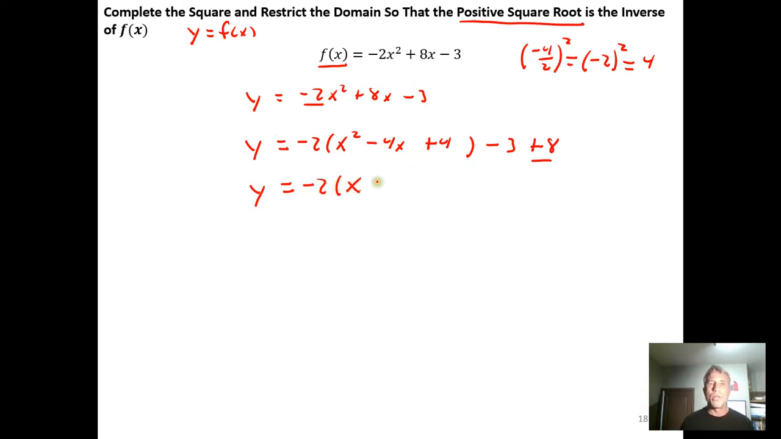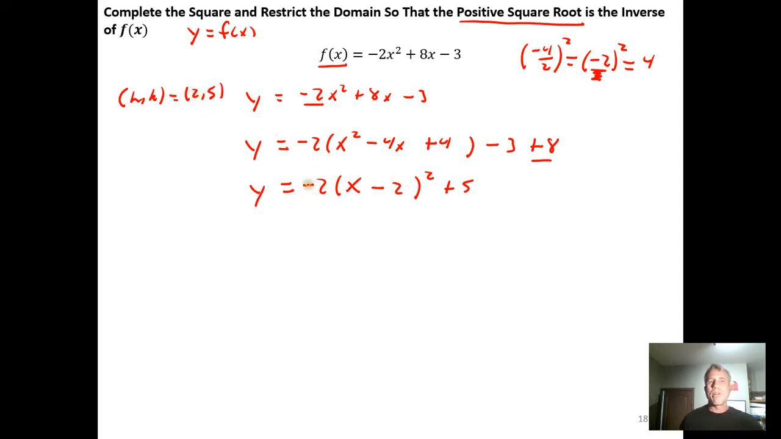And then when you do your x and then something squared, you have to put in here what you squared. You squared a negative 2, so it's going to be a minus 2. And negative 3 plus 8 is the plus 5. So I've put the function into vertex form. And so from vertex form, I see that the vertex (h, k) is going to be (2, 5).